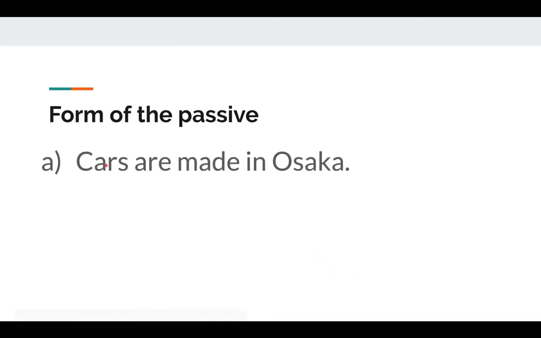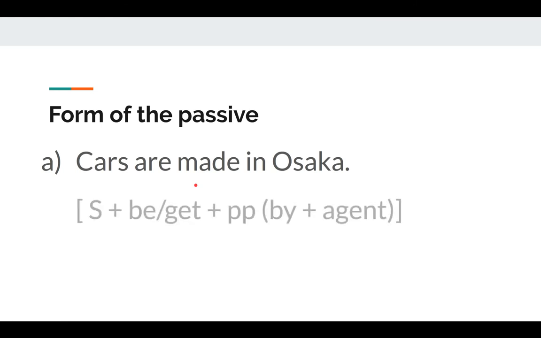So in this sentence, this grammar is called passive or passive voice, in Japanese, ukemi. All right. And the form of passive in English, the word order is like usual order. It's subject, S, and then V. But there's no O. There's no object in a passive sentence. So it's subject and then verb. So here, cars is a subject, are made is the verb, and then in Osaka is a prepositional phrase.